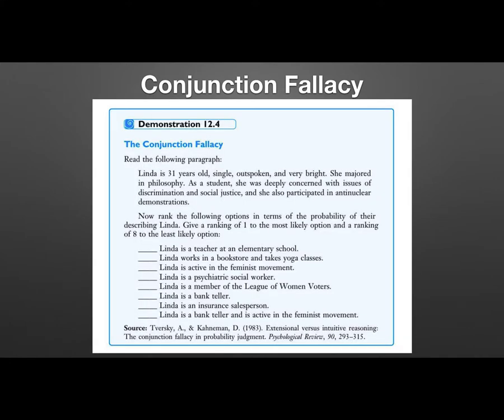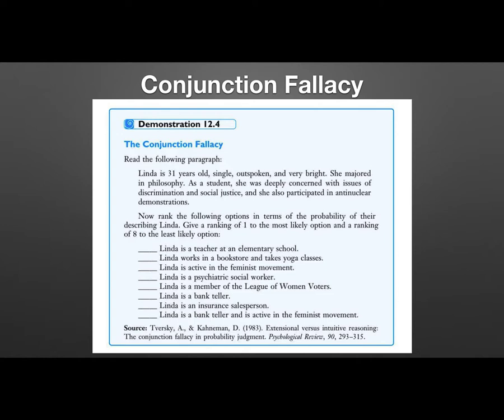So this is one of the studies done by Daniel Kahneman, who wrote that book. This is the conjunction fallacy. In this study, they had people read this paragraph. It says, Linda is 31 years old, single, outspoken, and very bright. She majored in philosophy. As a student, she was deeply concerned with issues of discrimination and social justice. She also participated in anti-nuclear demonstrations.